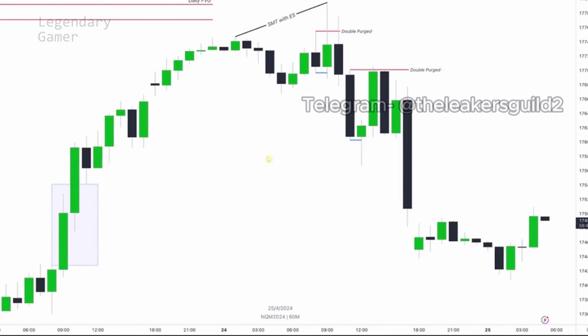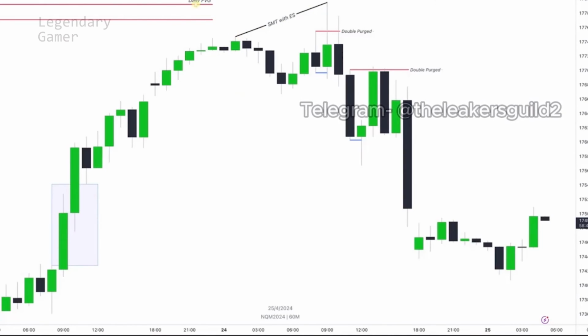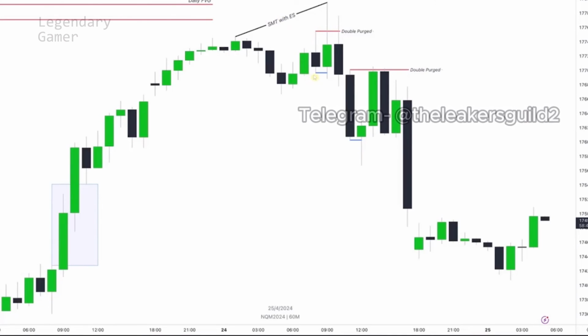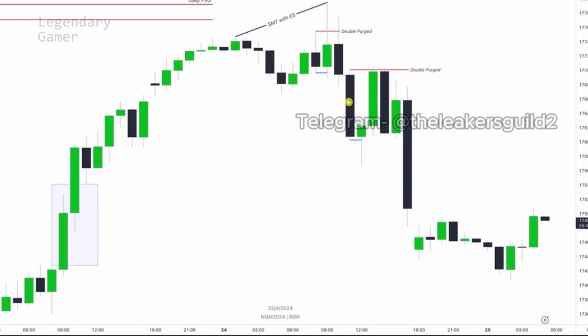Alright, so this time we've got a Nasdaq chart over here. So we can see the key thing over here, right? We want to see SMT in that higher time frame key level, which is a daily fair value gap. So we have a double purge over here, right? We take out the sell stops first, then we take out the buy stops inside that daily fair value gap with SMT, and then the low resistance liquidity run should happen to the downside, right?